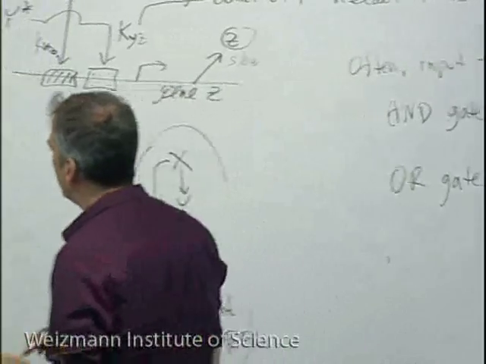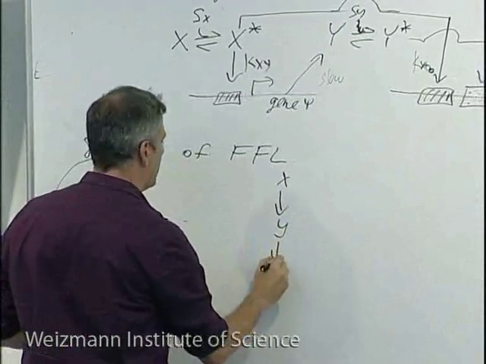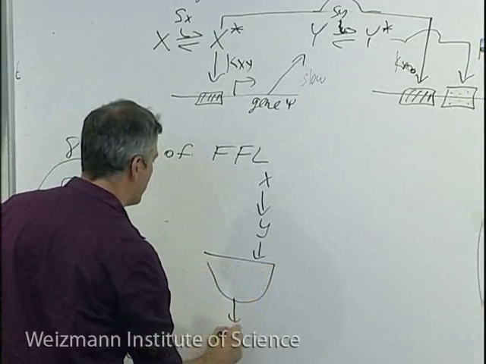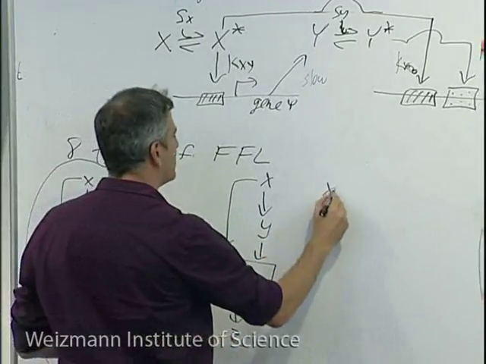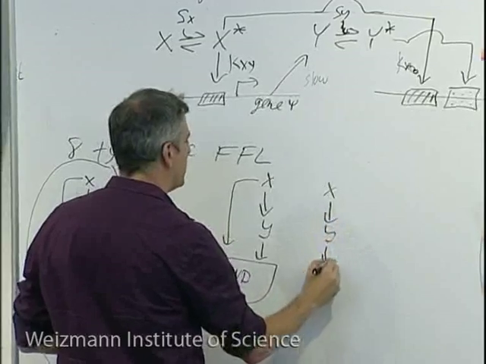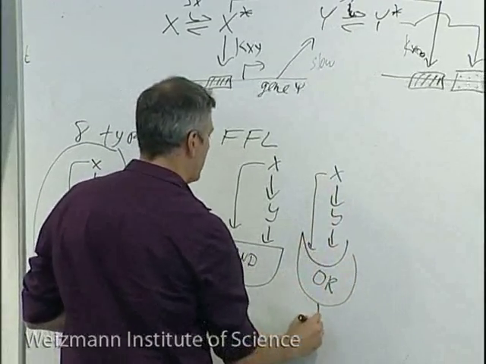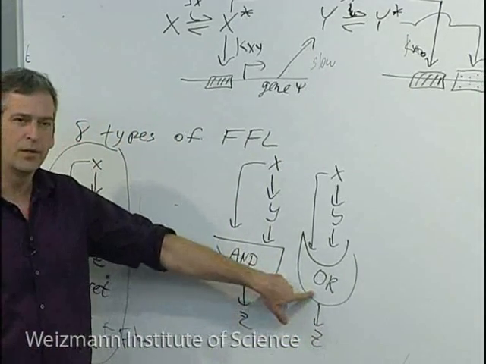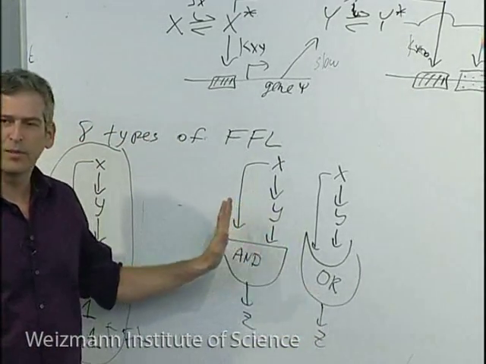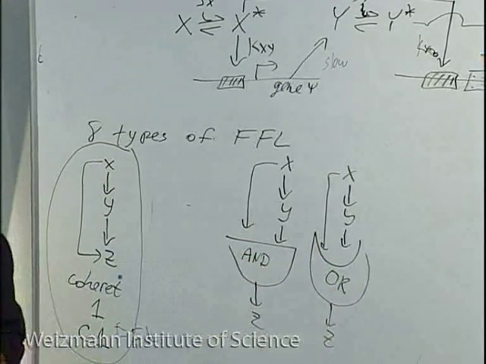So we can have X, Y. This is the way we write it. This is with an AND gate. And this is the coherent type 1 feed-forward loop with an OR gate, you see? And these symbols come, of course, from Boolean logic or electronic engineering. So each one of the types can be, at least, with either AND or OR gate, and we'll see that plays a role too.